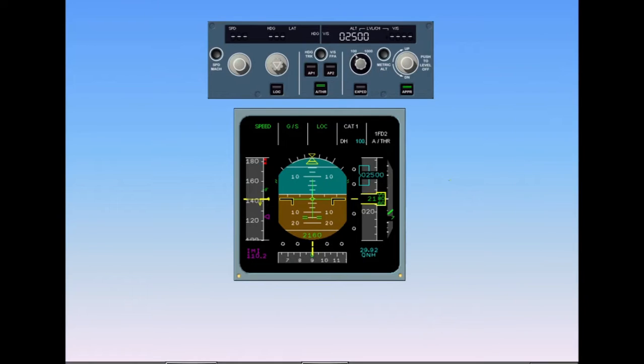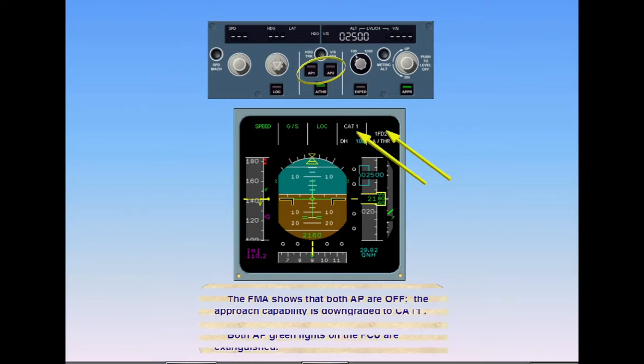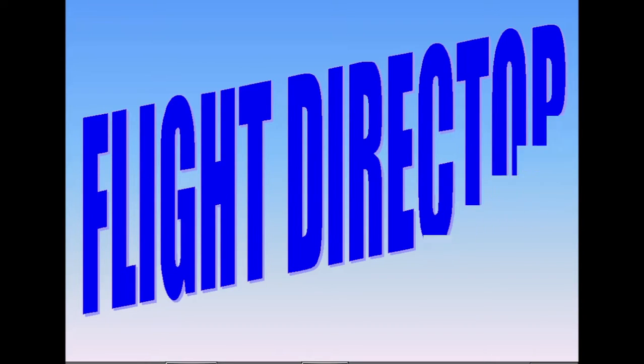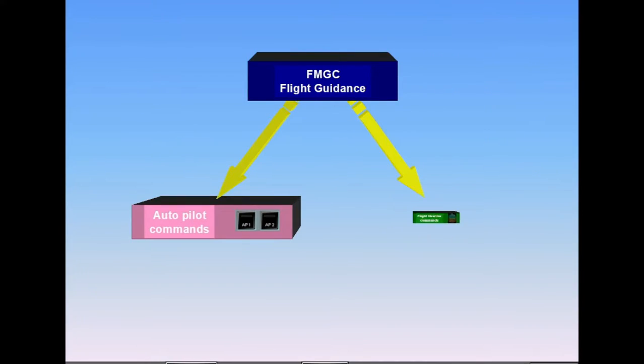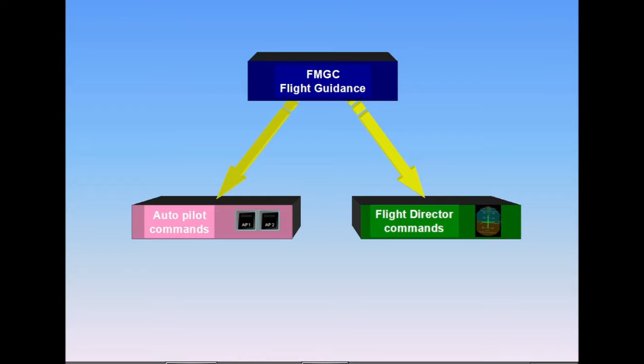The FMA shows that both autopilots are off. The approach capability is downgraded to CAT 1. Both autopilot green lights on the FCU are extinguished. The autopilots and flight directors are both driven by the FMGCs. The flight directors provide guidance to the pilots as a function of the guidance modes and by targets selected on the FCU. These orders are materialized by flight director symbols.